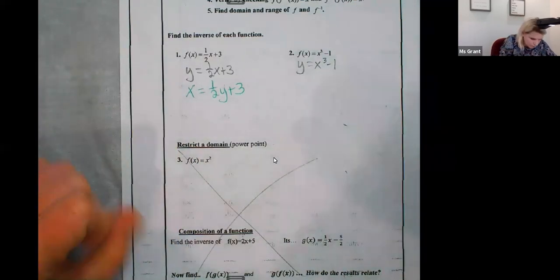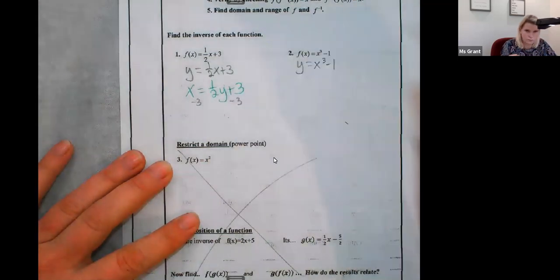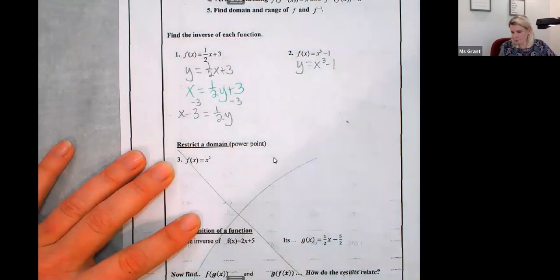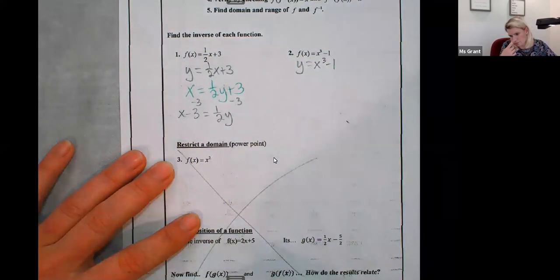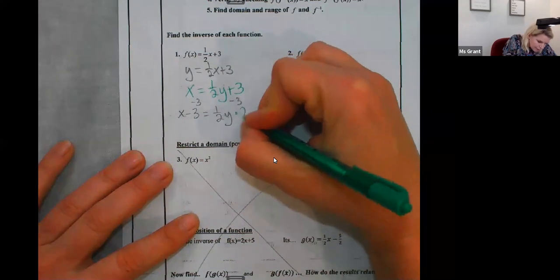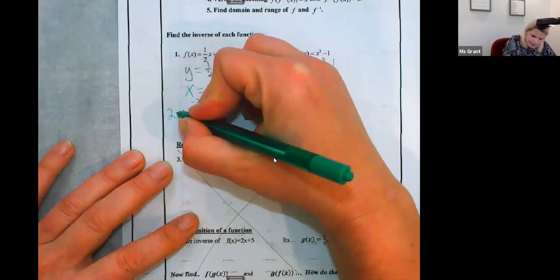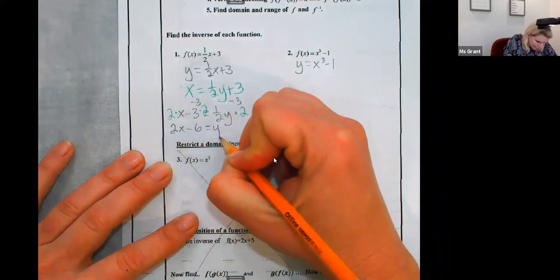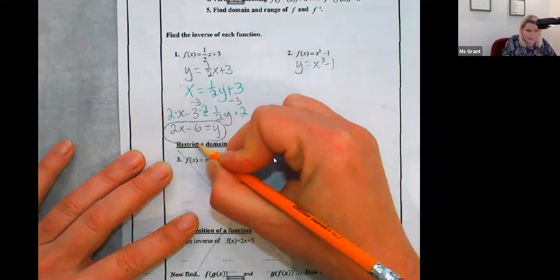So you would subtract 3 to get x minus 3 equals 1/2 y. And then you would probably multiply, or like you would divide 1/2 to each side. But yeah, no, multiply was the right word. You would multiply 2 to each side. Yeah, the reciprocal. You were right the first time. Trust your first instinct. So 2x minus 6 equals y. That's my inverse.